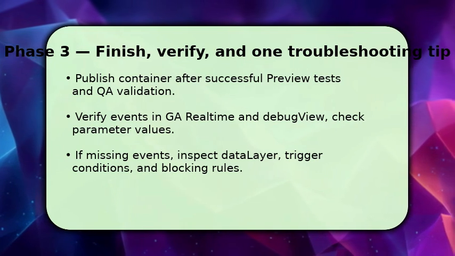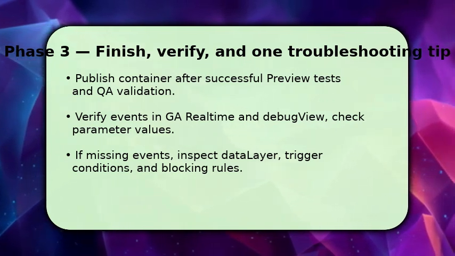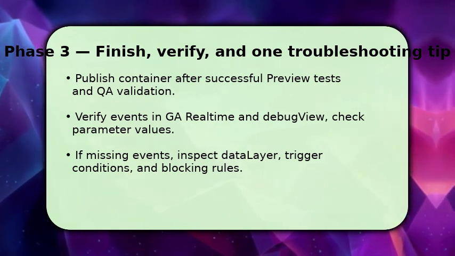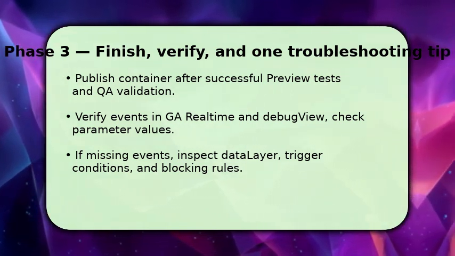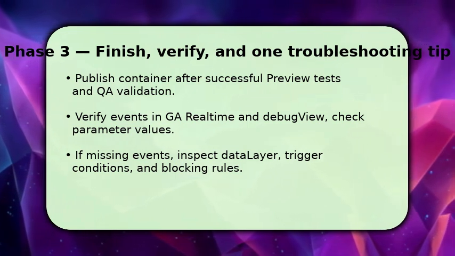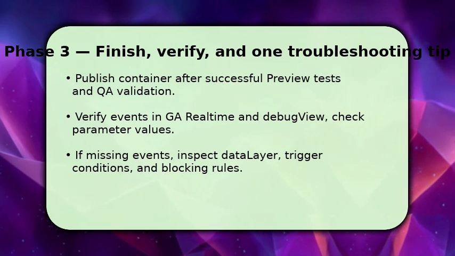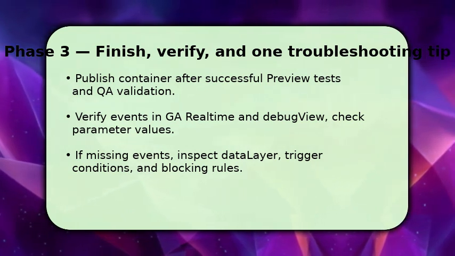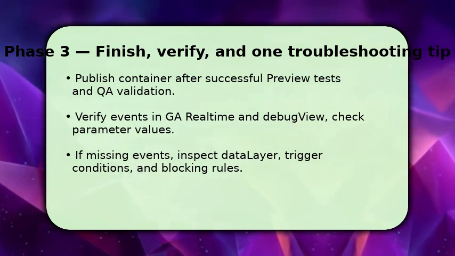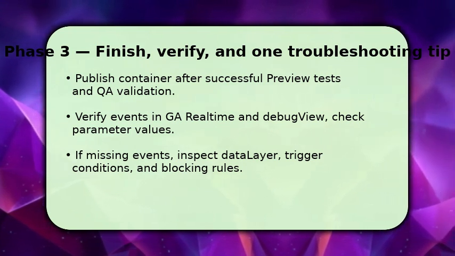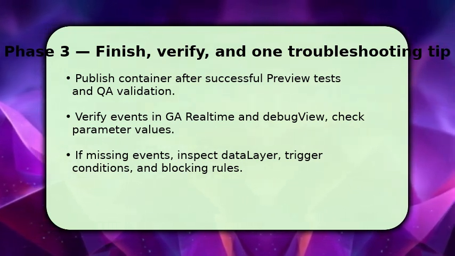After publishing, confirm delivery in Google Analytics Real-Time and GA4 Debug View, checking that event names and parameters match your schema. If events don't appear, first reopen preview and watch the data layer for the push. Then verify your trigger conditions and ensure no blocking triggers or consent settings stop firing. Finally, use the browser console to inspect element selectors and, if needed, add a short delay.